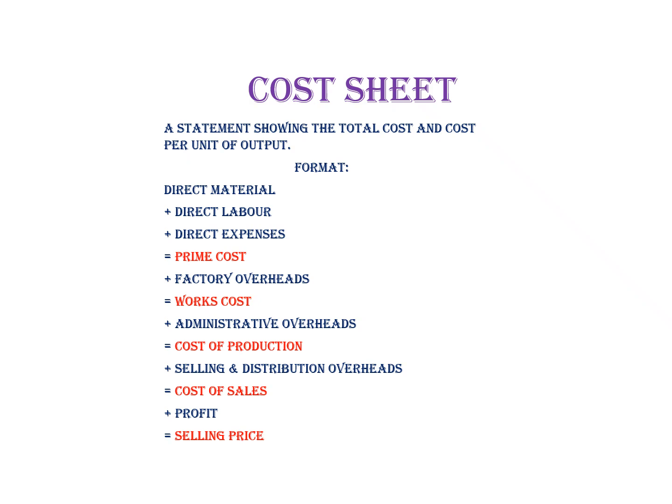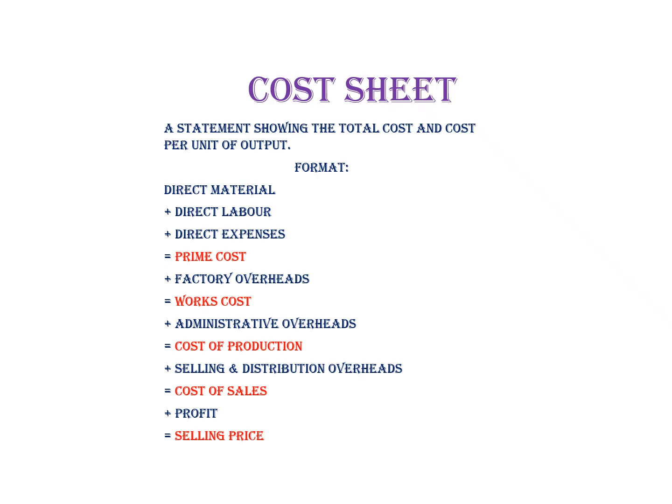Along with the works cost, we need to add the administrative overheads for analyzing the cost of production. Administrative overheads are those overheads which are incurred in the office. For example, office rent and rates, office lighting, office stationery, furniture depreciation, office salaries, legal charges, bank commission, telephone and postages, and office cleaning are examples of administration overheads. So, when administration overheads are added to the works cost, we can find out the cost of production.